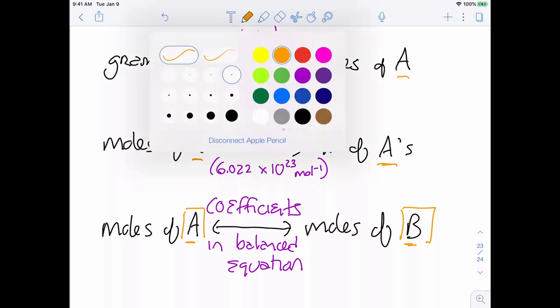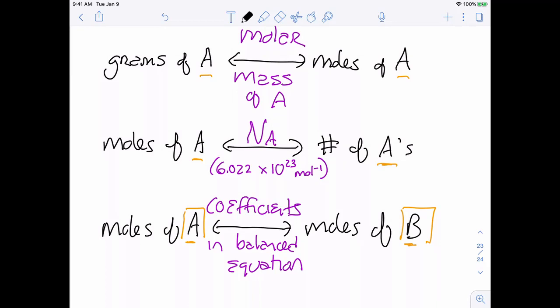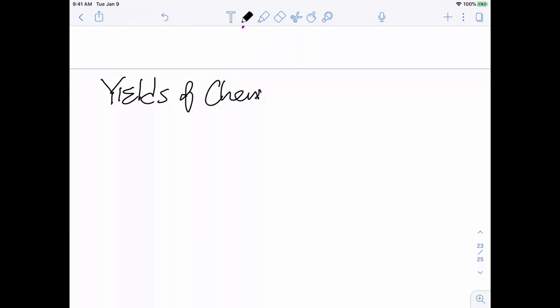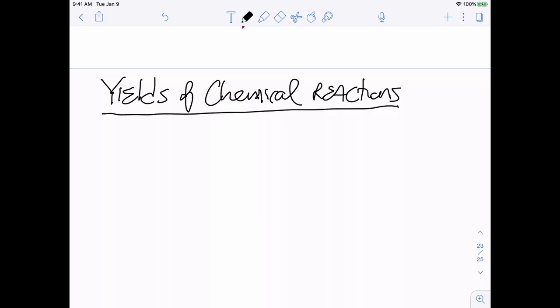So today, percent yields. So just yields in general. So yields of chemical reactions. So far we've been assuming that all reactions go to completion, right? All of my reactants are converted to products. And well, theoretically this is true. In practice, that's rarely true. So it doesn't always work that way in lab.